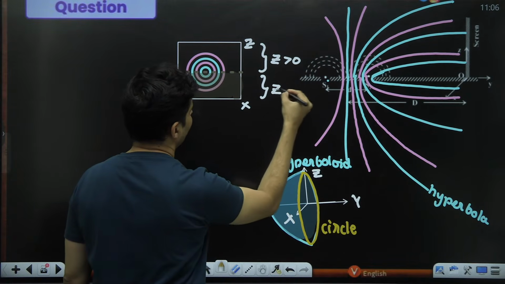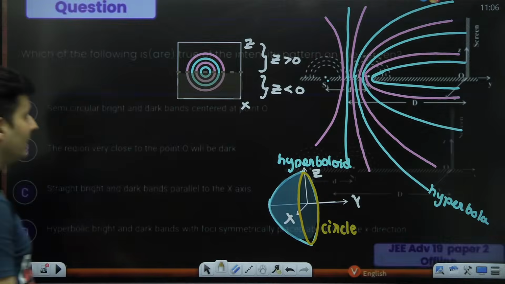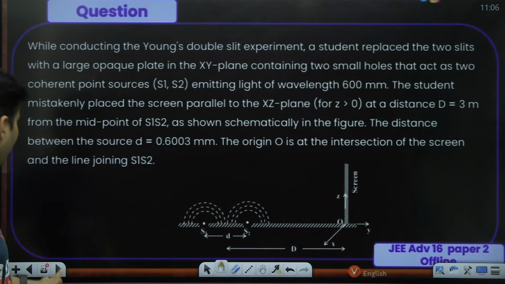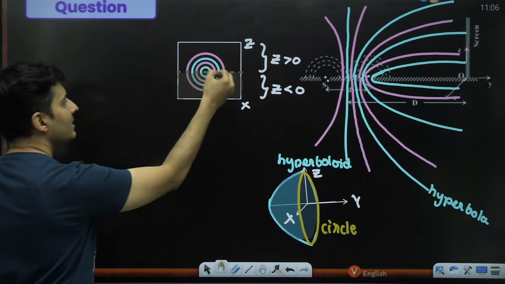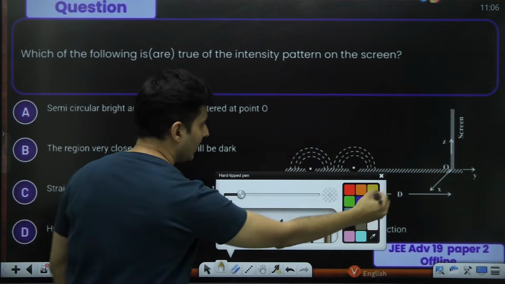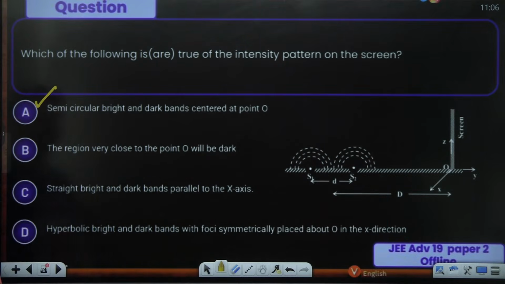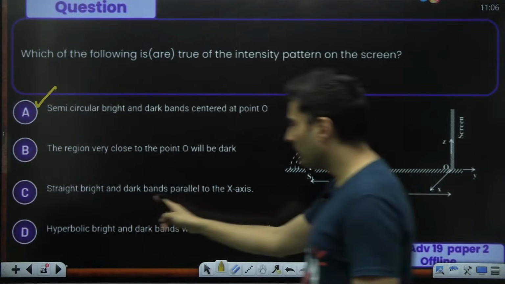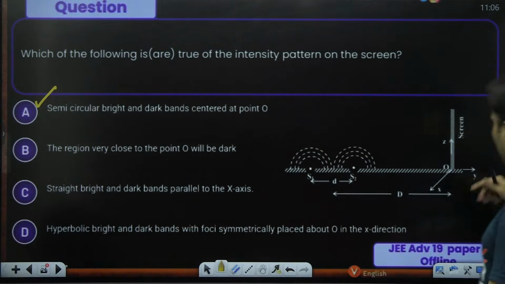This much part is z less than 0. And it was mentioned, if I'm not wrong, somewhere here, z is more than 0. You have to only consider the upper part. So what will it look like? These are looking like semicircles. So hence, can I just directly mention that option A is correct? The option A is correct. Everyone with me?